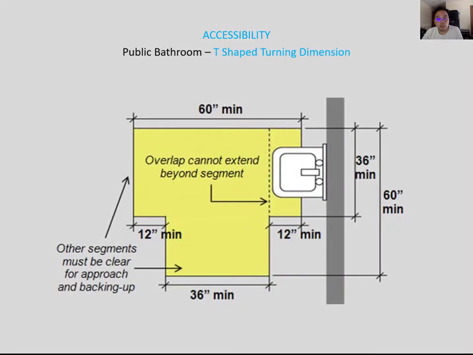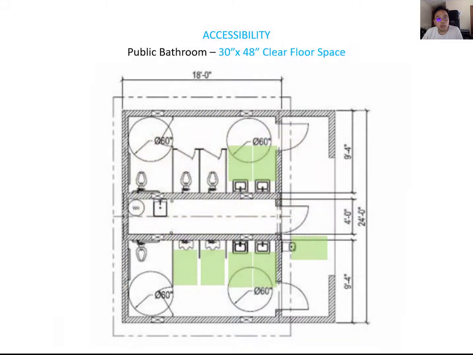When you consider the T-shape, you can also consider the under cabinet, which is overlapping space here, right? So it works. It is also counted as the T-shaped turning dimension. And you also have to provide 30 inch by 48 inch in front of the fixture. For each fixture, you have to make a 30 inch by 48 inch clear space, even in front of the water fountain. And then you can also consider the clear space in front of the door.